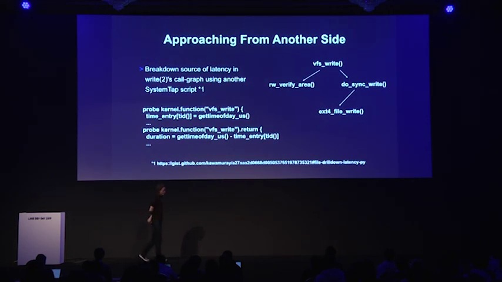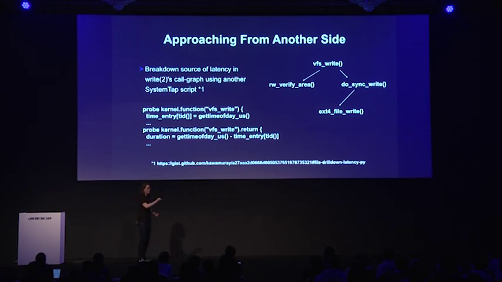So we decided to approach this from a different angle. In order to examine which internal write system call process was showing latency, we decided to inspect the execution time for the function call graph under the write function. We also use SystemTap here.